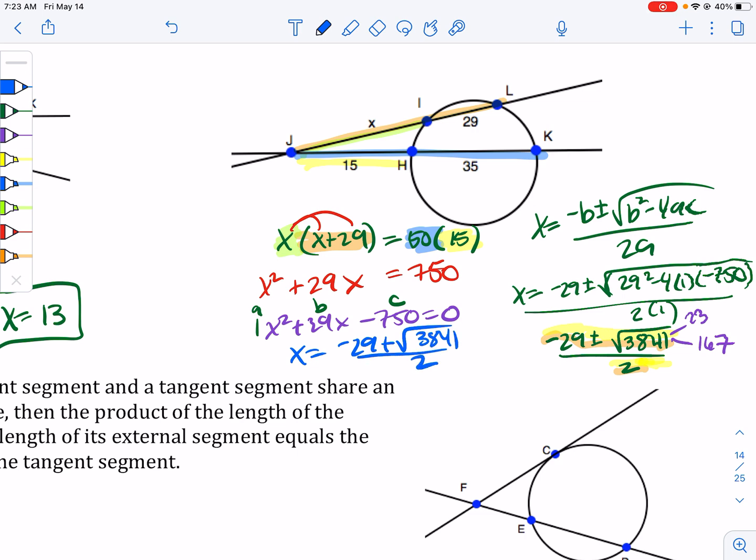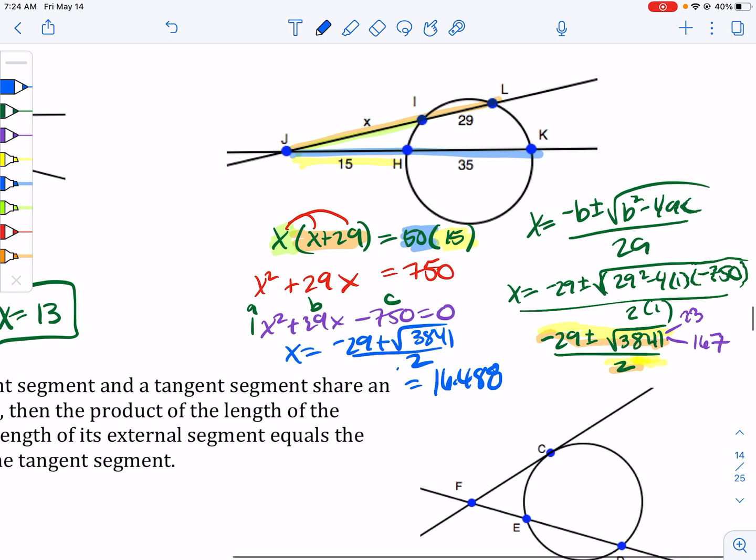And if you want to get a number for that, or decimal approximation, then that would be 3841. Make sure you put parentheses around the top, so this would be 16.488. Okay.